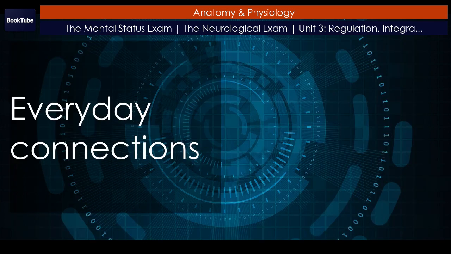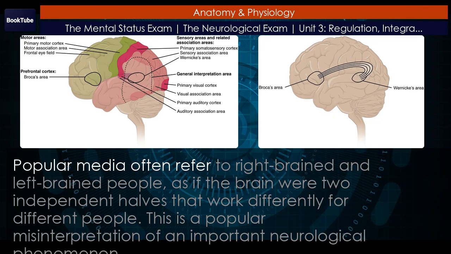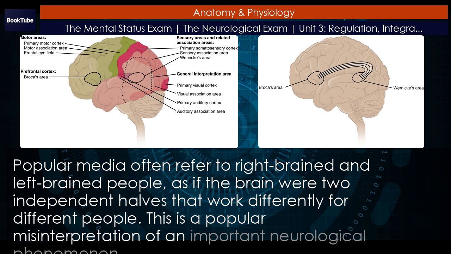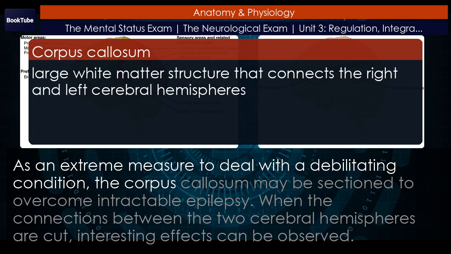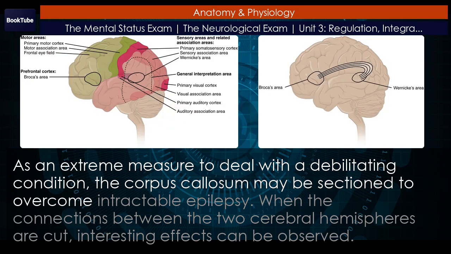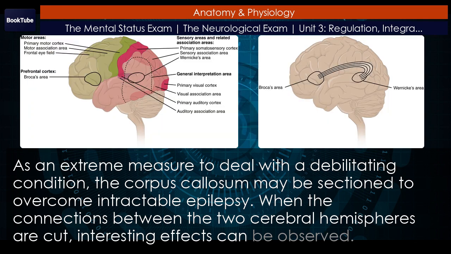Everyday connections. Left brain, right brain. Popular media often refer to right-brained and left-brained people, as if the brain were two independent halves that work differently for different people. This is a popular misinterpretation of an important neurological phenomenon. As an extreme measure to deal with a debilitating condition, the corpus callosum may be sectioned to overcome intractable epilepsy. When the connections between the two cerebral hemispheres are cut, interesting effects can be observed.